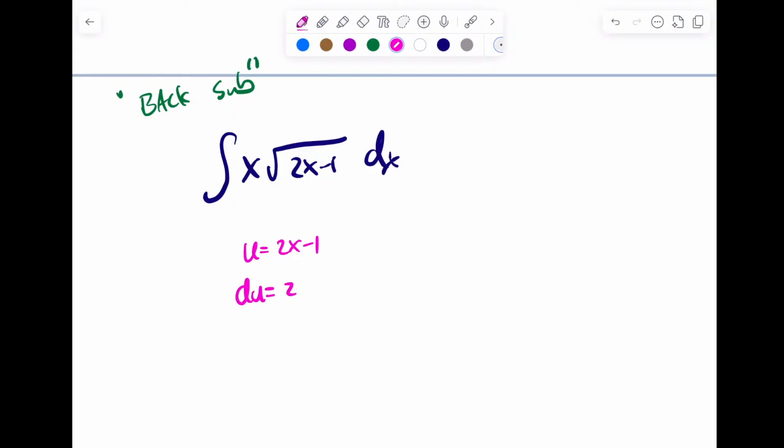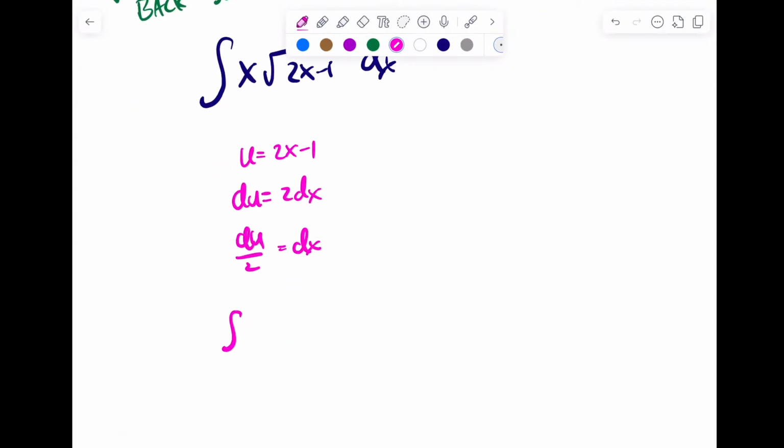du is going to be 2 dx. Is that okay? And du over 2 is equal to dx. I'll just plug everything back in. So this one's going to be square root u, and this is x, and this is du over 2.